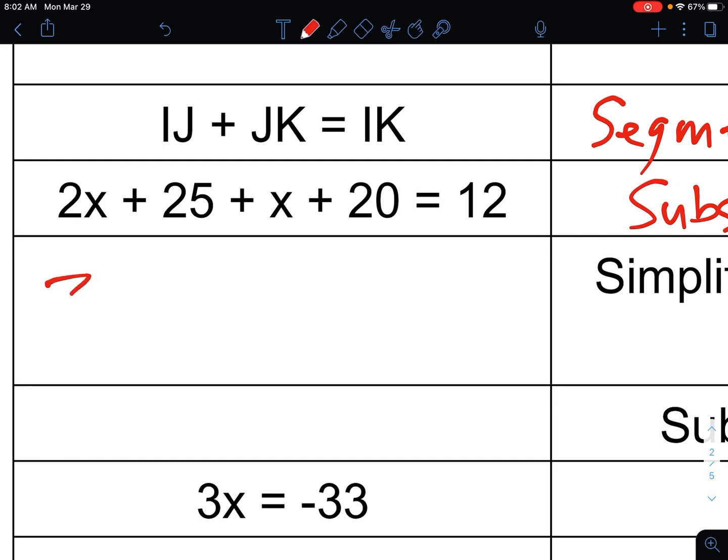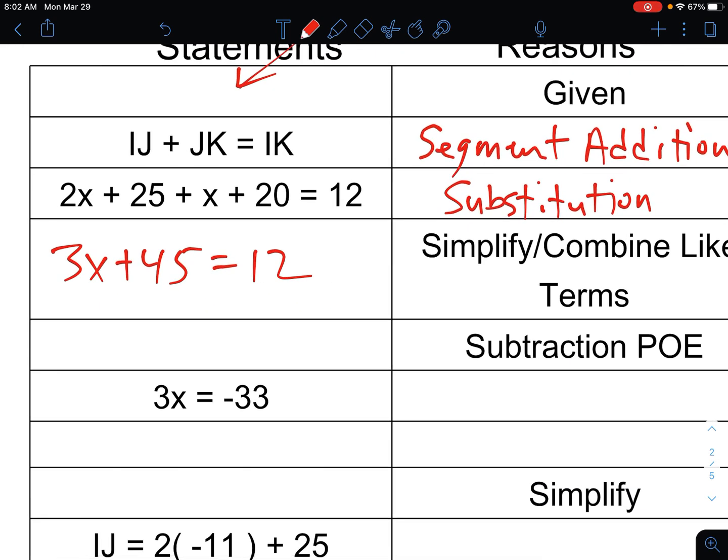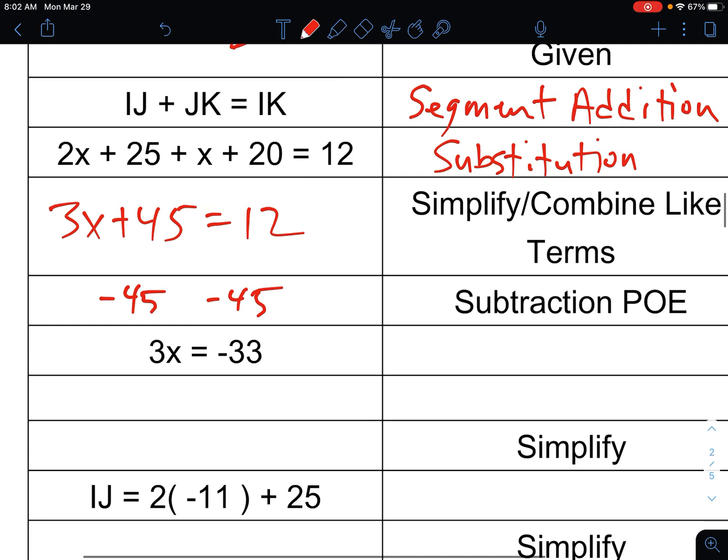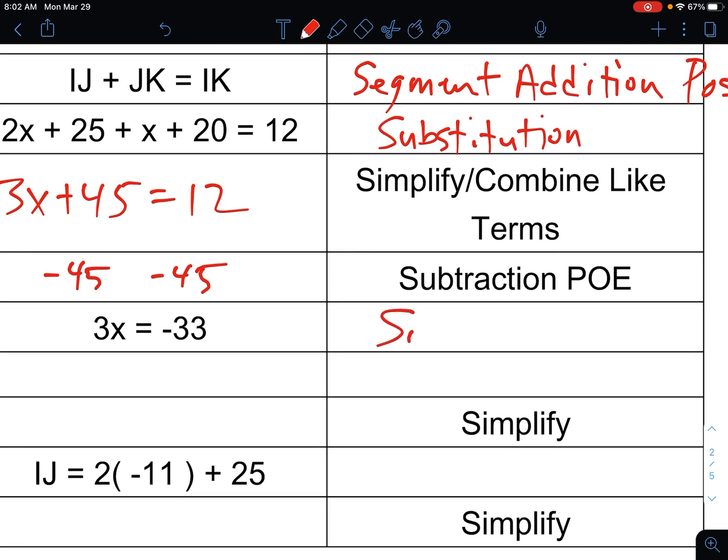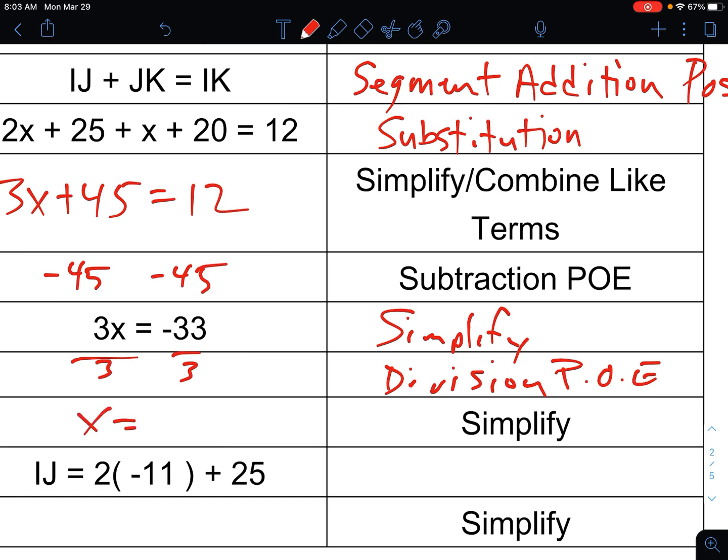So we're going to get 3x plus 45 equals 12. And then over here on the right, they're giving you a hint, subtraction. Well, what would I subtract? Minus 45 to both sides. And then we would call that simplify or collect like terms when you get down to that. And then we would do the division property. And then simplify, x would equal negative 11.